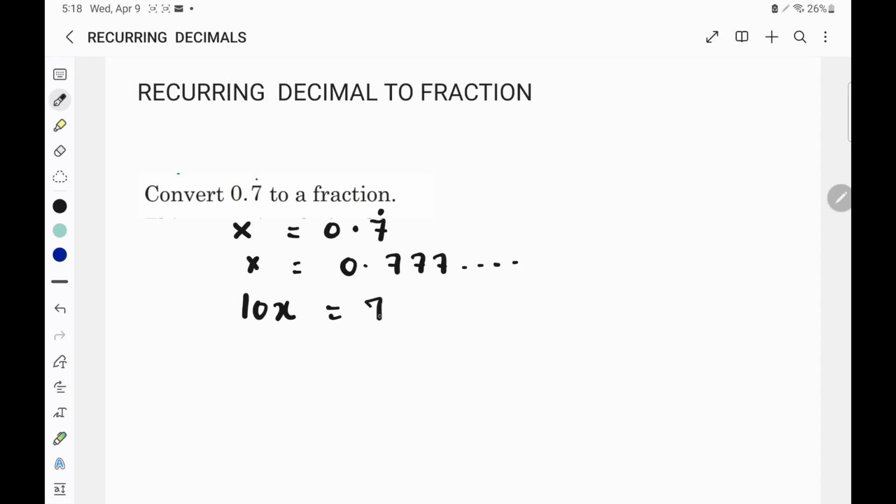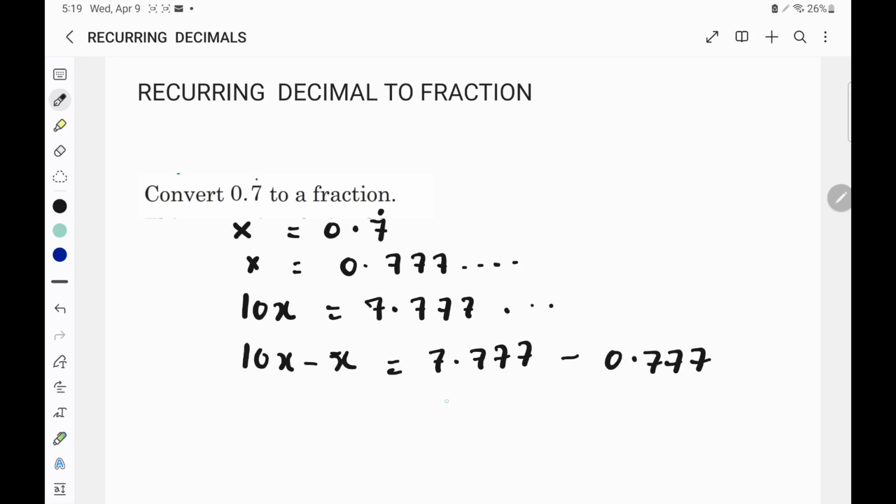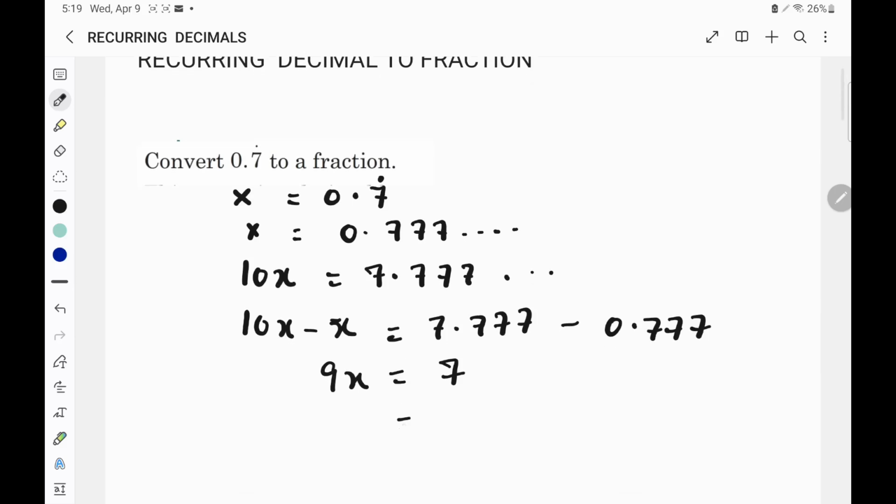10x will be equal to 7.777. You can see there is no number which is not recurring, so you just subtract x. 10x minus x equals 7.777 minus 0.777, so that is only 7. 10x minus x is 9x, equals 7, so x will be equal to 7 over 9. When you check it, it will become 0.777.